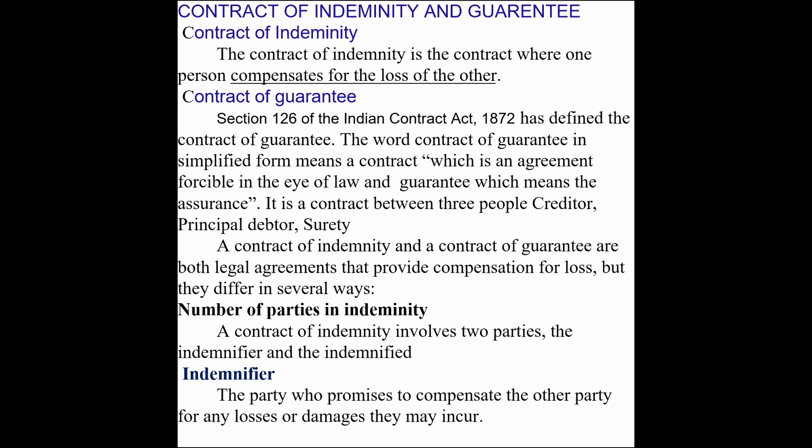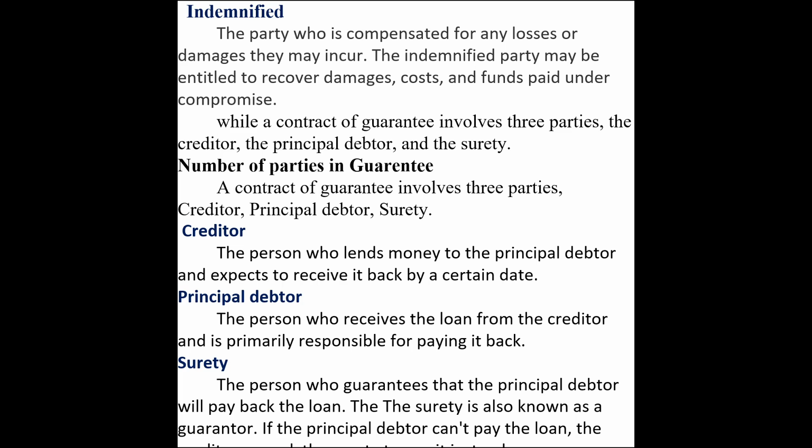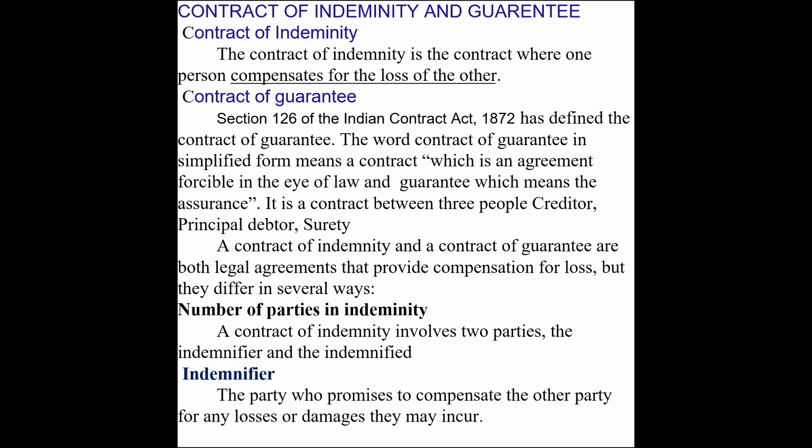What are the ways that you can differentiate the contract of indemnity and the contract of guarantee? In a contract of indemnity, there are two parties: one is the indemnifier and the other is the indemnified. Likewise, in a contract of guarantee, three parties are involved: the creditor, the principal debtor, and the surety. Now let's discuss the contract of indemnity.